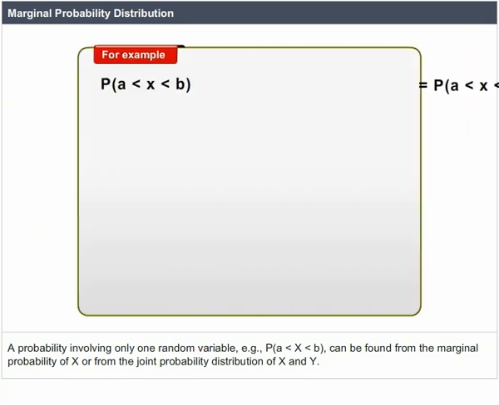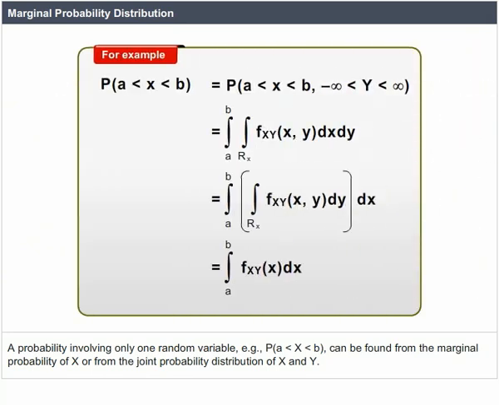A probability involving only one random variable, for example the probability of a less than X less than b, can be found from the marginal probability distribution of X or from the joint probability distribution of X and Y.